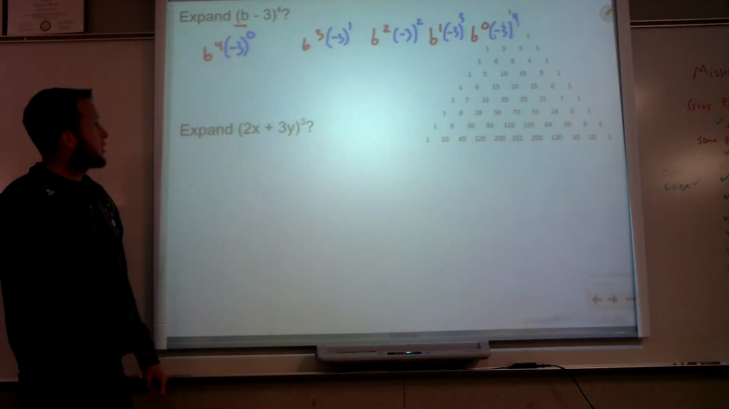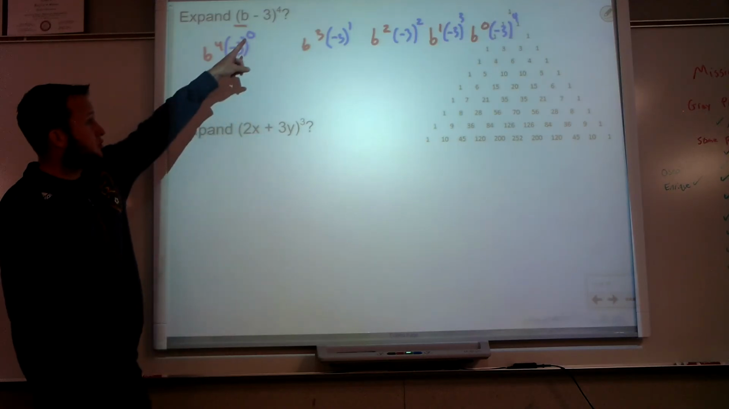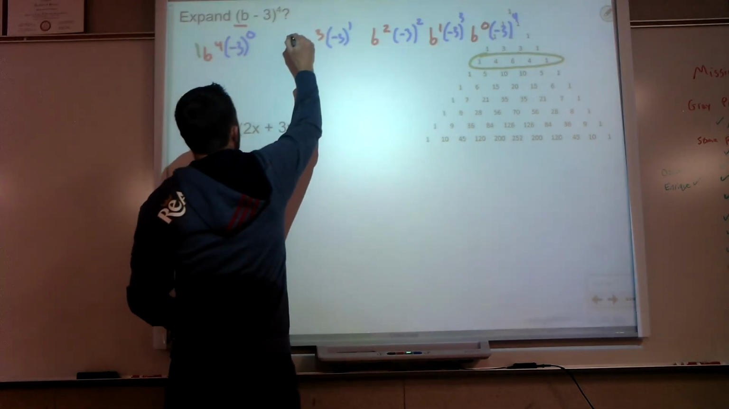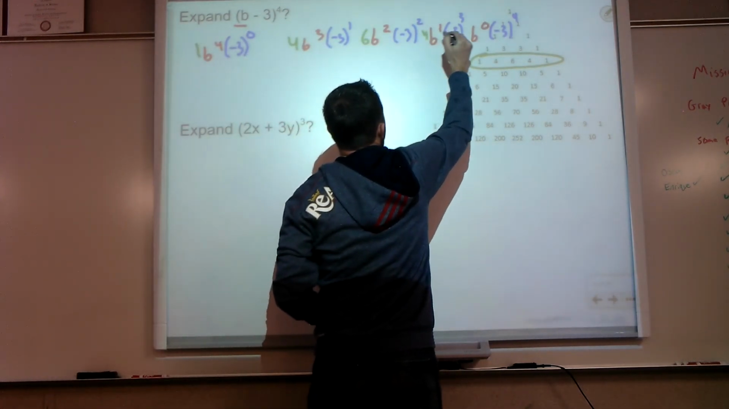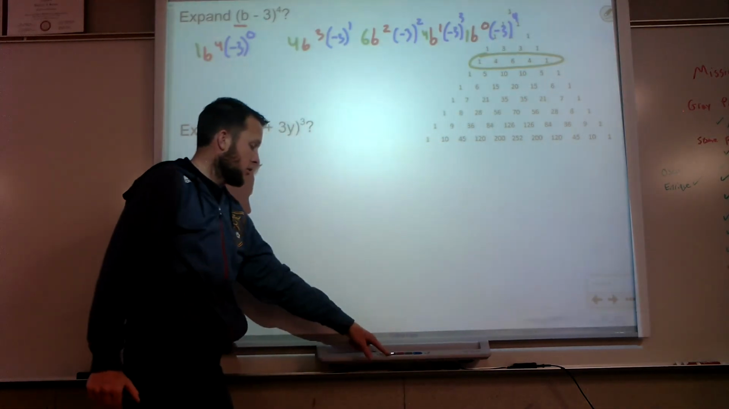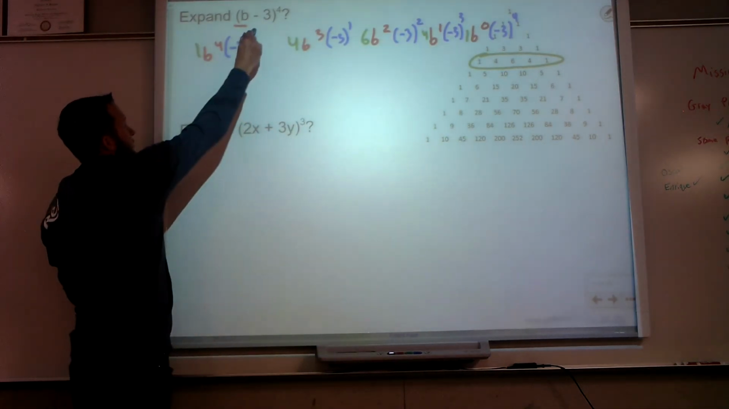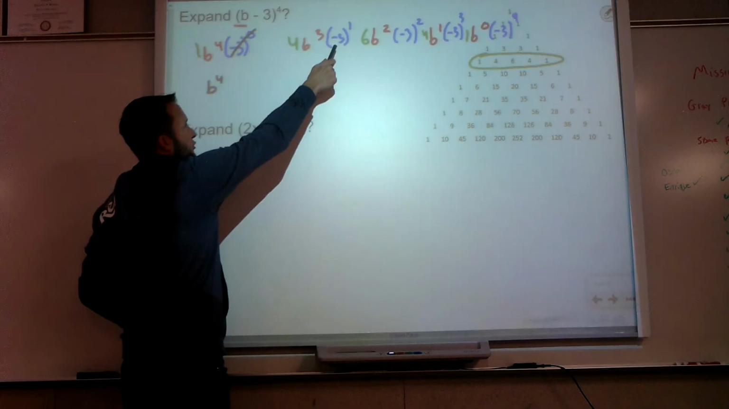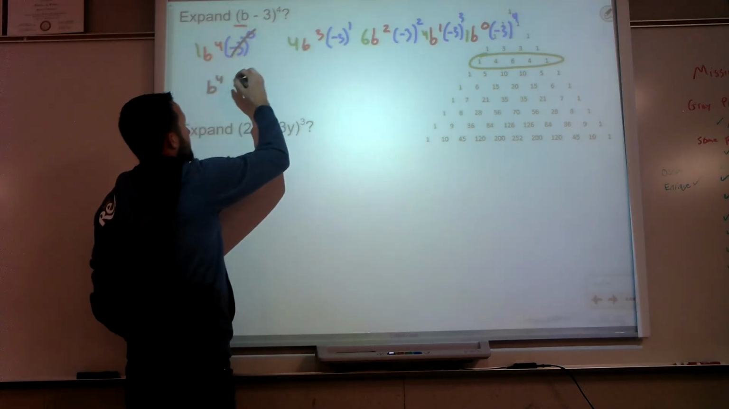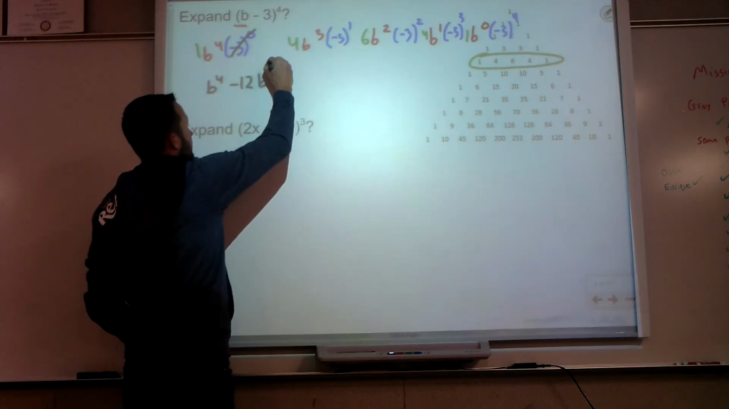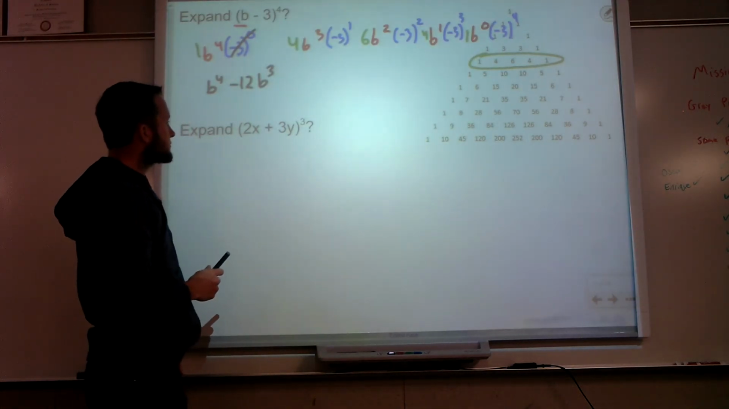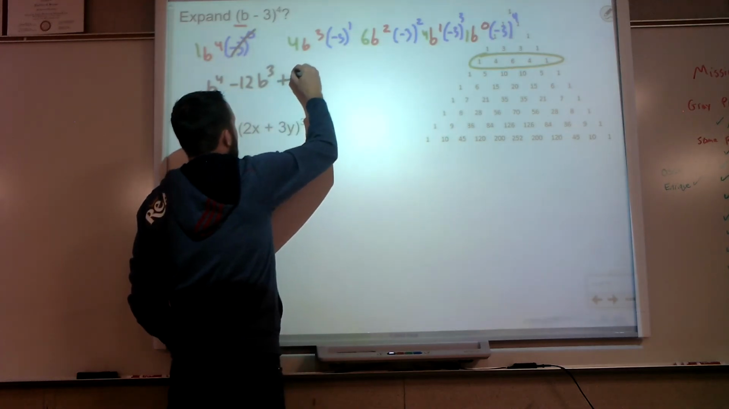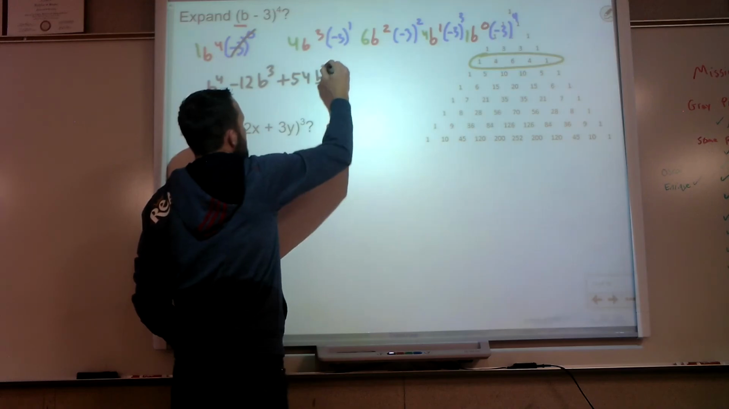And now we're going to add in the coefficients from Pascal's triangle. We're going to use the one that has a 4. I'm going to put in 1, 4, 6, 4, 1. And now we simplify. Negative 3 to the 0 just goes away. So I start off with b to the 4th. Negative 3 to the 1 is still negative 3, and negative 3 times 4 is negative 12, b to the 3rd. Now negative 3 squared is 9, and 9 times 6 is 54, b squared.